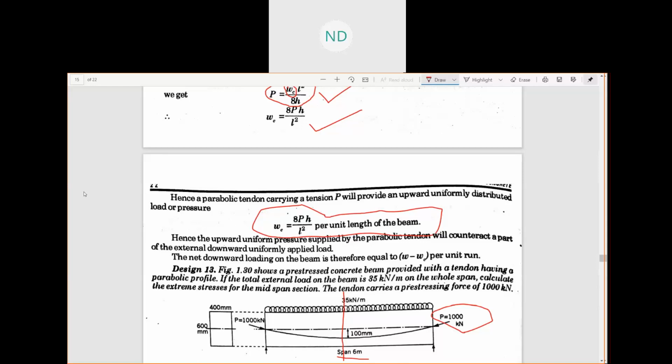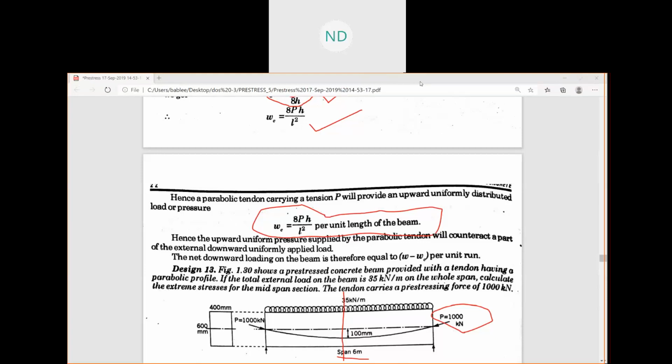Basically, the thing we're doing now is the load balancing method. In the first class, I told you that there are three methods of calculating the stresses in a pre-stressed concrete beam. The first method was what? Stress concept method. The next was the load balancing method.